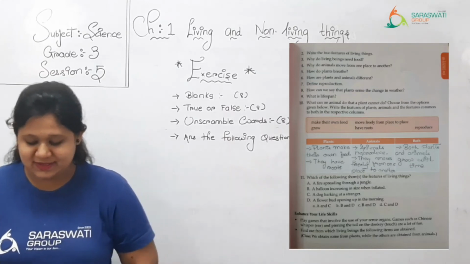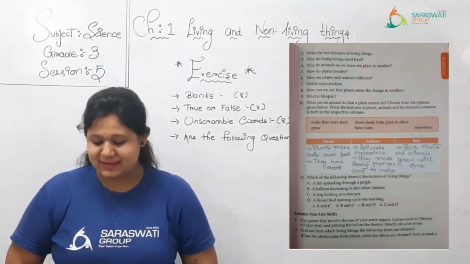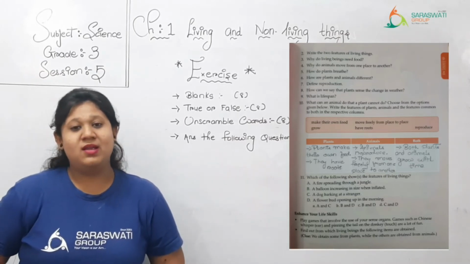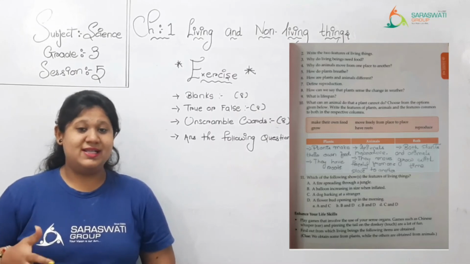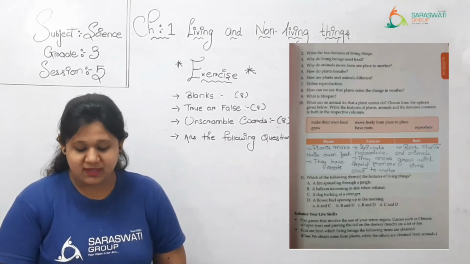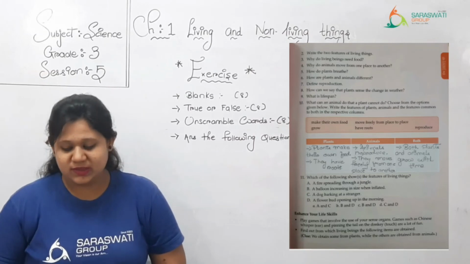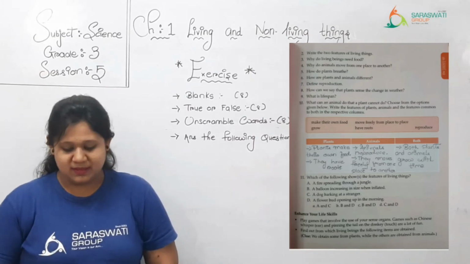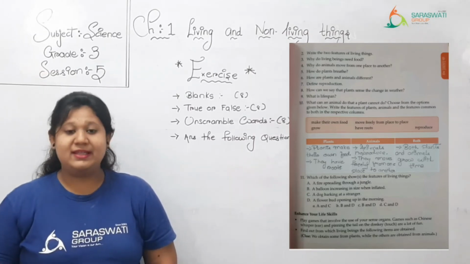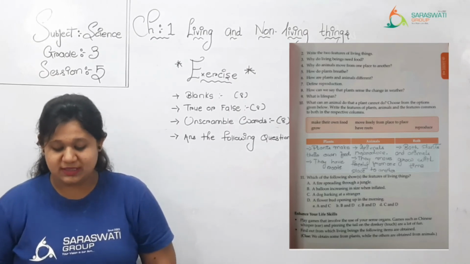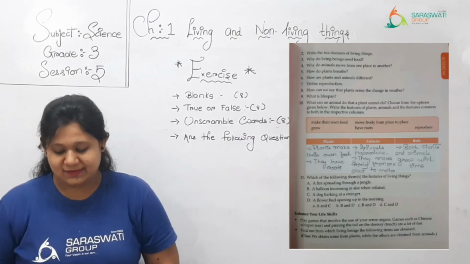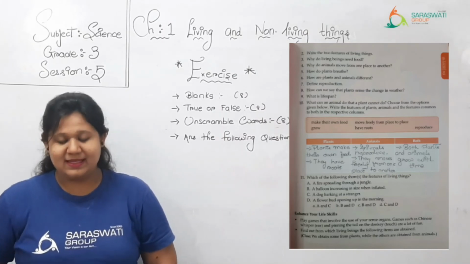Now next, number 8. How can we say that plants sense the change in weather? हम ऐसे कैसे बोल सकते हैं plants also have senses to understand about weather? Some trees shed their leaves in autumn, and some flowers bloom in the spring. Different kinds of fruits are produced in different seasons. Hence, we can say that plants can sense a change in weather.